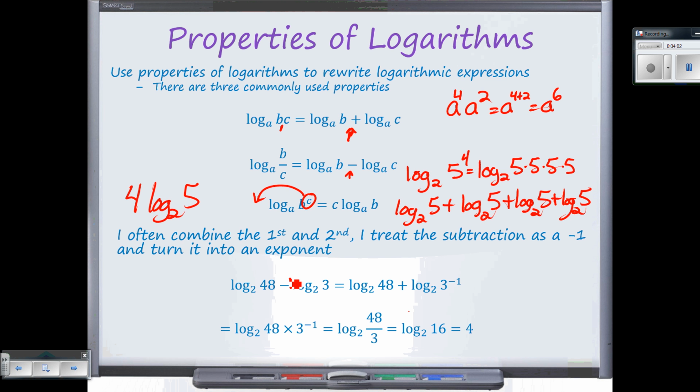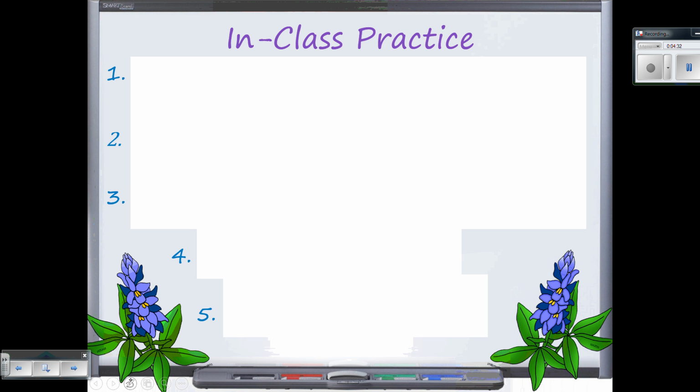If I assume this has a -1 here for the negative, and I bring it up as an exponent, as you can see right here, then when I multiply these together, the inside, since they're added, I can multiply them together inside. That -1 drops the 3, which turns this into a 16. Log base 2 of 16 is 4. Now this is just showing you how to do it. We will talk further about the exact situations where we might need it.